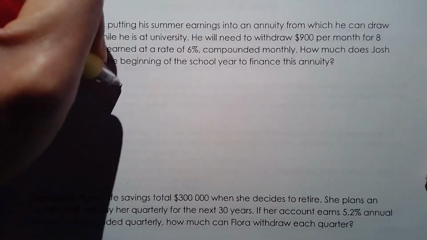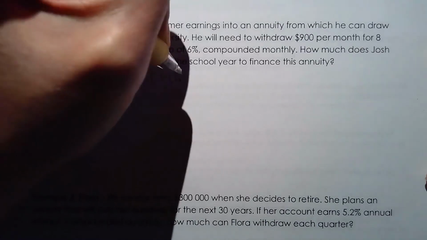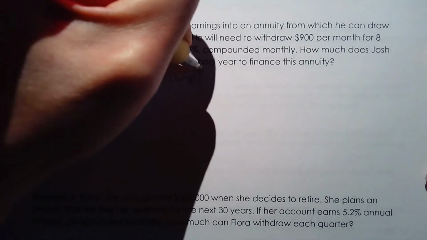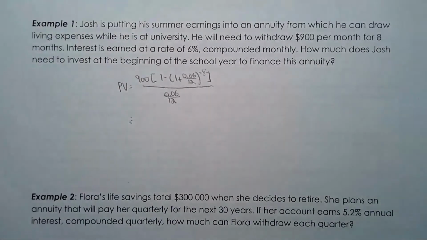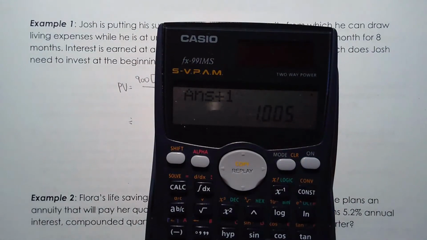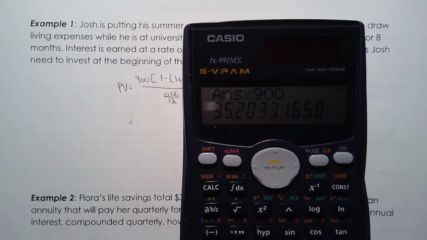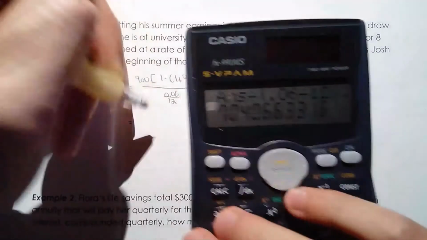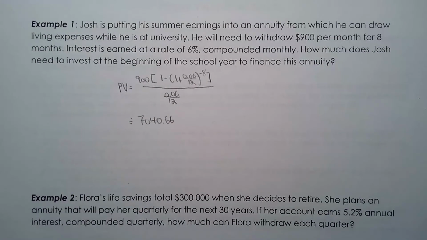Let's find the present value. So 6% compounded monthly. All right. So, perfect. We're looking at about $7,040.66, which, like I said earlier, is really close to $7,200 because you're only letting your money work for you for 8 months.